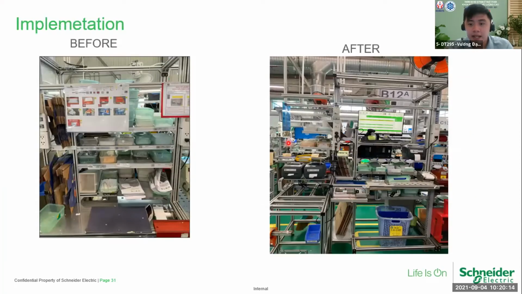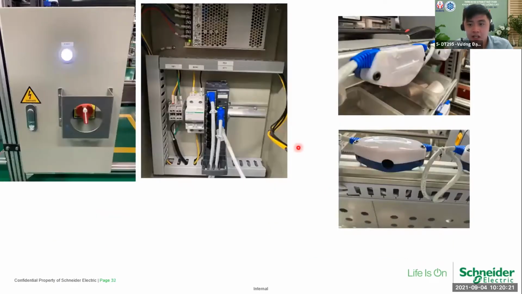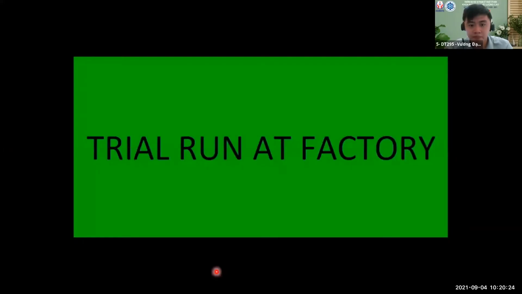This is the layout implementation before and after assembly. Electric implementation. And next is the trial run at the factory.